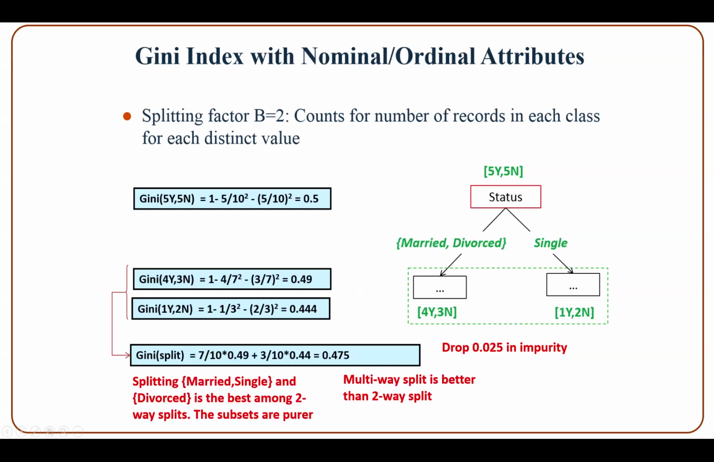And you can also group married with divorced and leave alone single. So among 3 different combinations, you can see that splitting with married and single on one side and divorced on the other is the best among two-way splits, because the subsets are pure. And also, multi-way split is better than two-way split.